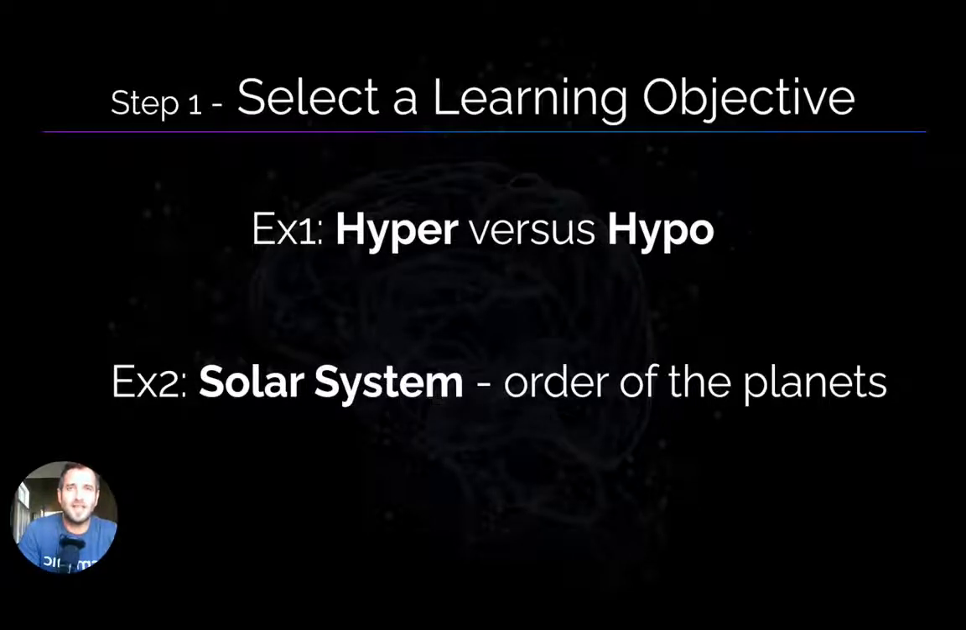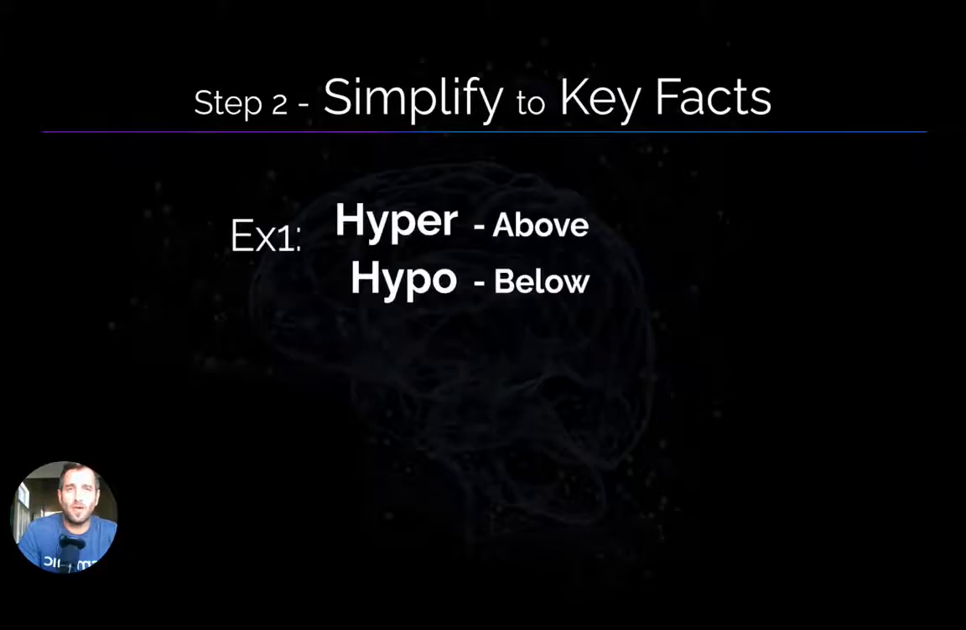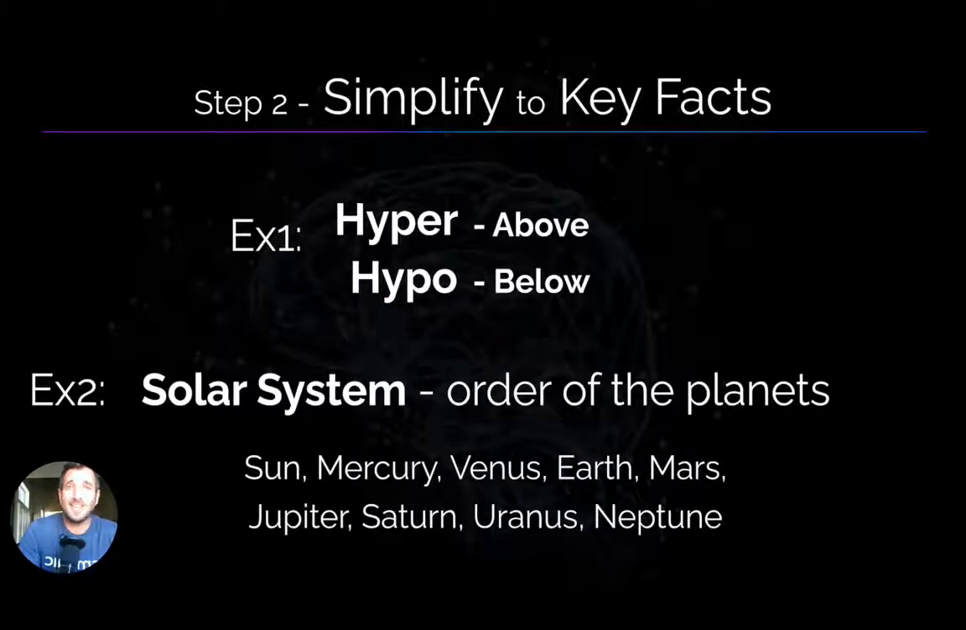Once we've selected a key learning objective that we think is really important for students to learn and retain and that we know they struggle with, we're going to move on to simplifying it to the key facts. What is the most concise form of the learning objective you are trying to teach? How do you break that down into just its necessary components? Well, for our examples, hyper, I really just need to be able to remember above, and hypo, below. For the order of the planets, I'm just going to go ahead and list out the order of the planets: Sun, Mercury, Venus, Earth, Mars, Jupiter, Saturn, Uranus, Neptune.